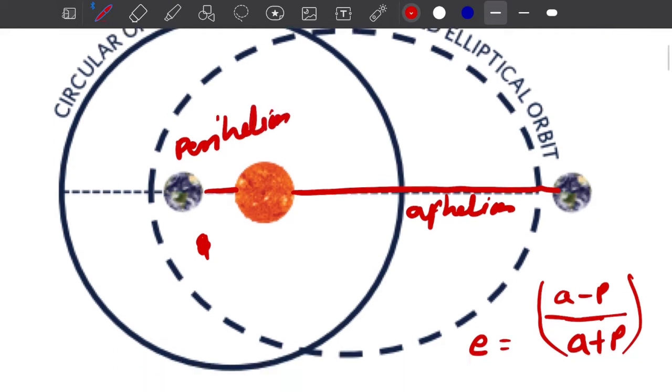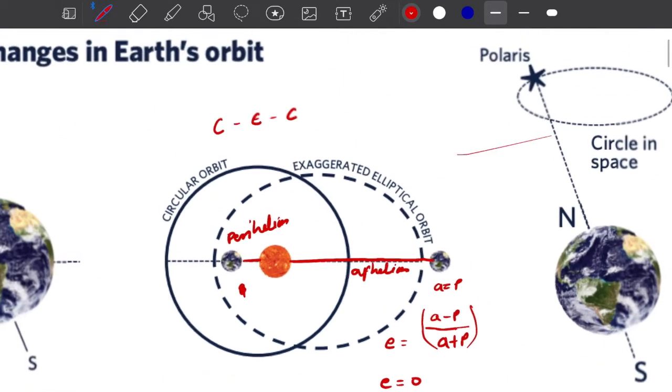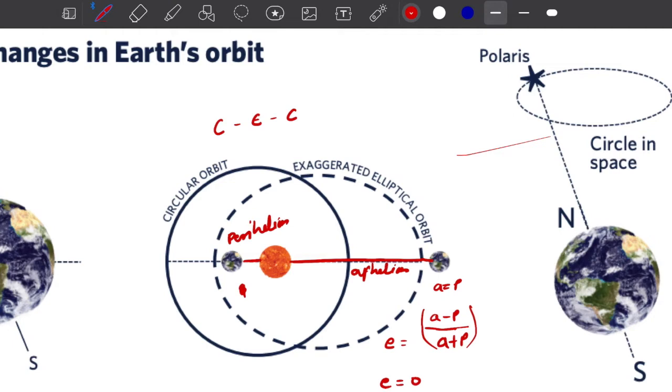Okay, now from this formula, when E is equal to 0, that means what? E equal to 0 means A is equal to P. If A is equal to P, then E is equal to 0. And when A is equal to P, the orbit is nearly circular.